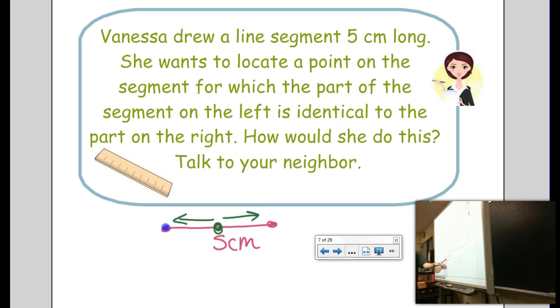How would I find the middle? If I know, okay, I got 2.5, what do I do with that 2.5? You measure it. You have to put the ruler up to your segment, and you have to go from here to here. You need to go 2.5 centimeters, right?